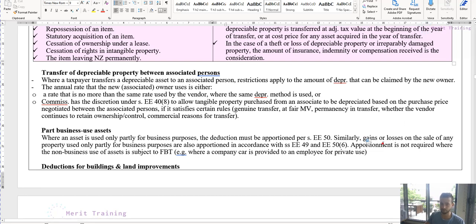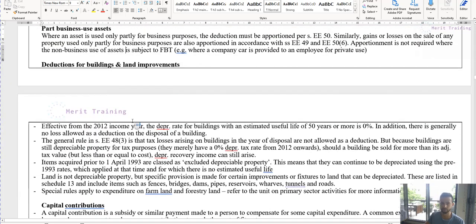But apportionment is not required where the non-business use of assets is subject to FBT, for example, where a company car is provided to an employee for private use.